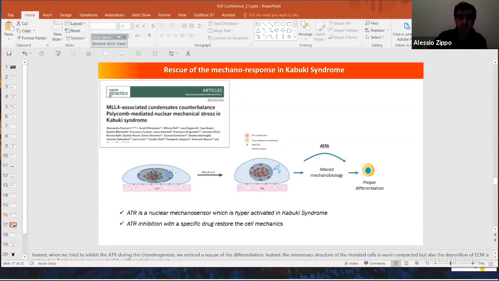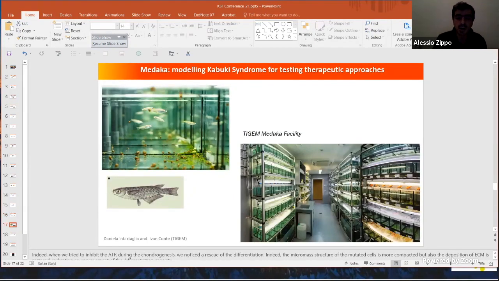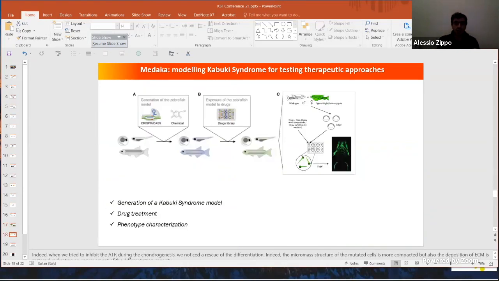And so we move our attention to a different model, which is a small fish called Medaka, which is suitable to investigate the alteration of the growth of the animals and the alteration of the craniofacial aspects of these animals, because skeletogenesis and chondrogenesis occur very similarly to what is happening in human beings. And so using this model system, we, let's say, phenocopied Kabuki syndrome by targeting KMT2E also in this model.